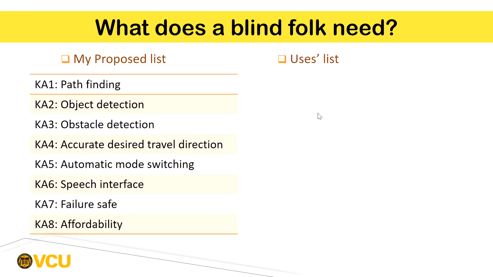I asked them, what do you think you need most? What do you think you like most? And I wanted them to rank these key attributes. Do you know which one is actually, in their perspective, the most significant? This is my list. I also want to ask you, what do you think they need the most from these 8 key attributes, like pathfinding, object detection that helps them know whether it's a sofa or a chair, obstacle detection meaning there is some obstacle we need to avoid, travel direction, speech interface, and affordability, which means the money they are able to spend to buy it. So which one do you think is the most significant or needed by them?